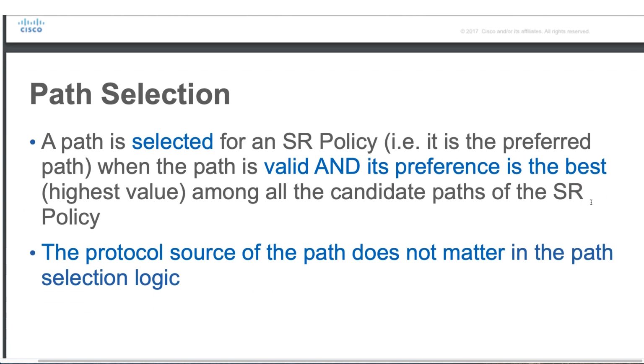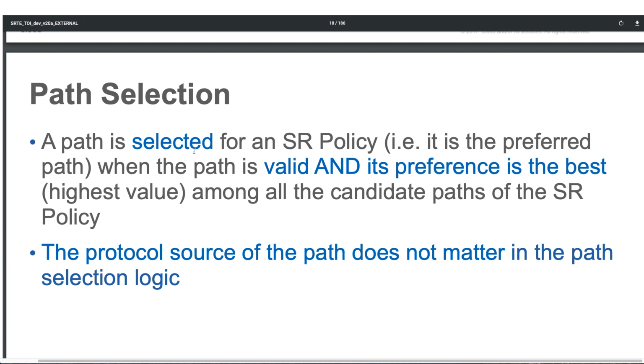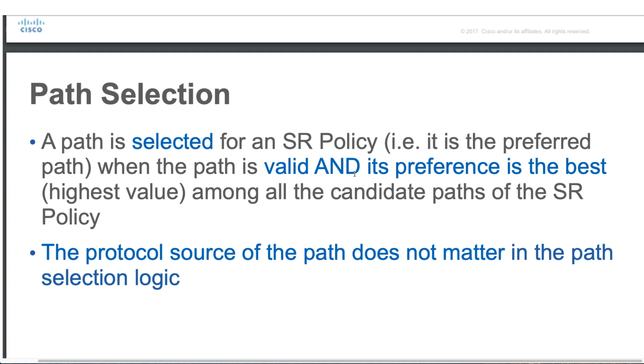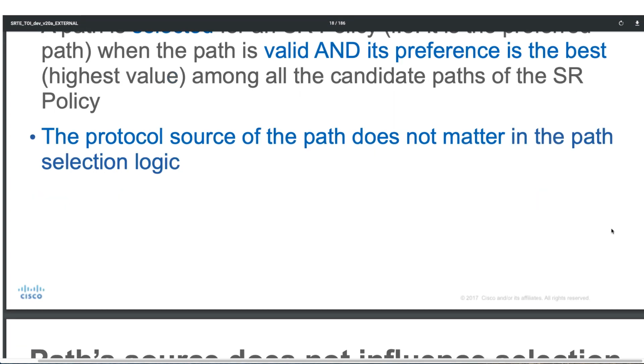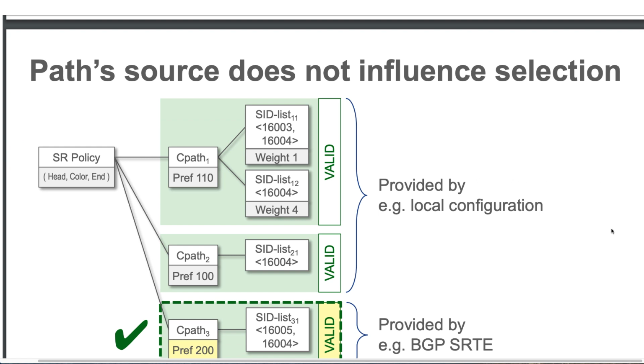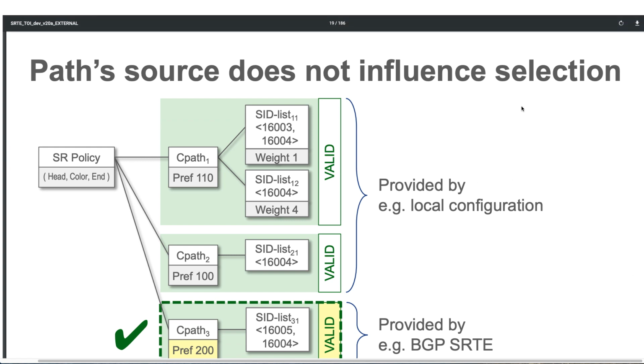Now within SR policy, there is something called path selection. A path is selected for an SR policy when the path is valid. So the policy needs to make sure the path being assigned is a valid path, and if it's not valid, it will not pick that path. And its preference is the best, meaning highest value. The higher the preference, the better the path, among all the candidate paths of the SR policy. The protocol source of the path does not matter in the path selection logic. Path source does not influence the selection.